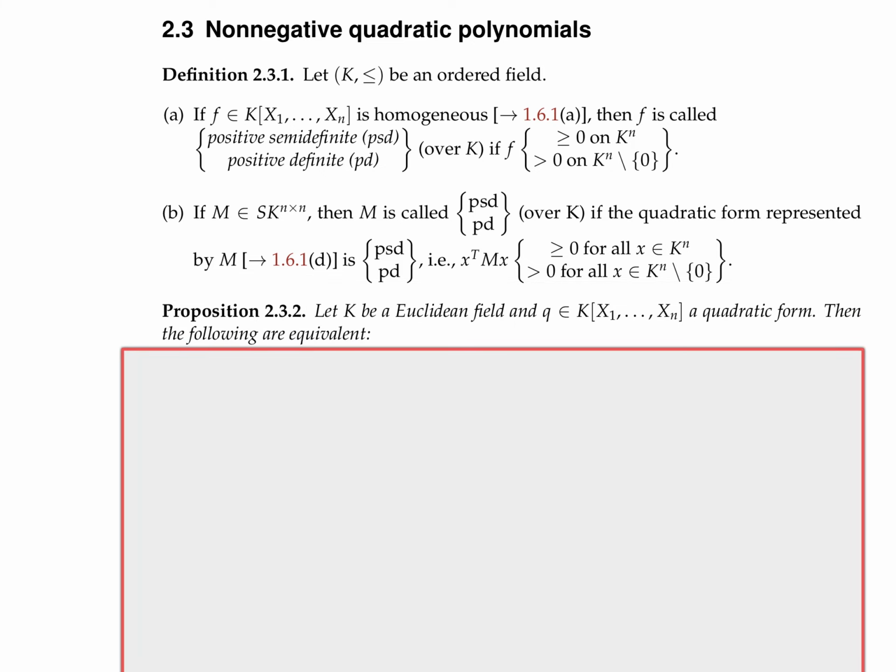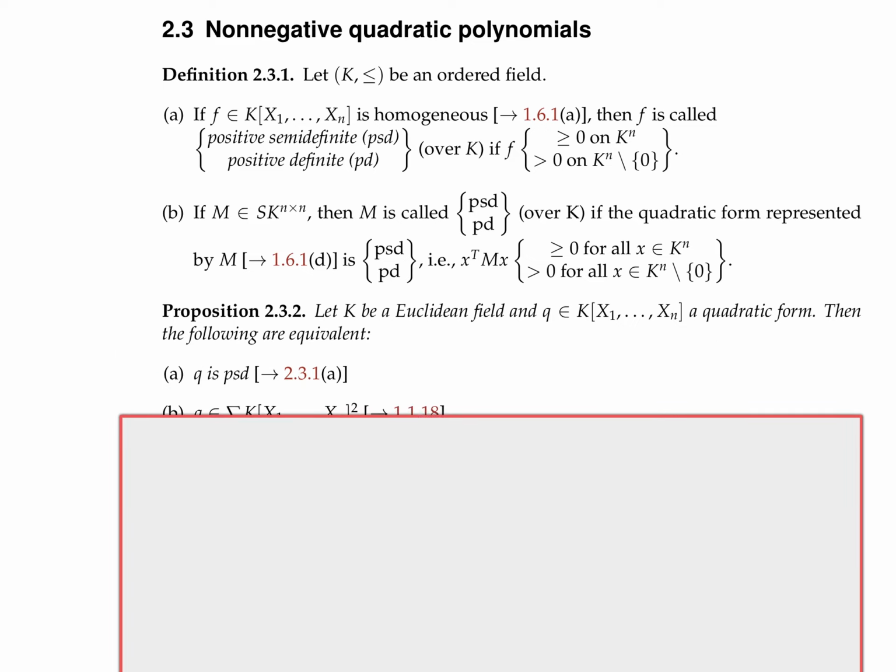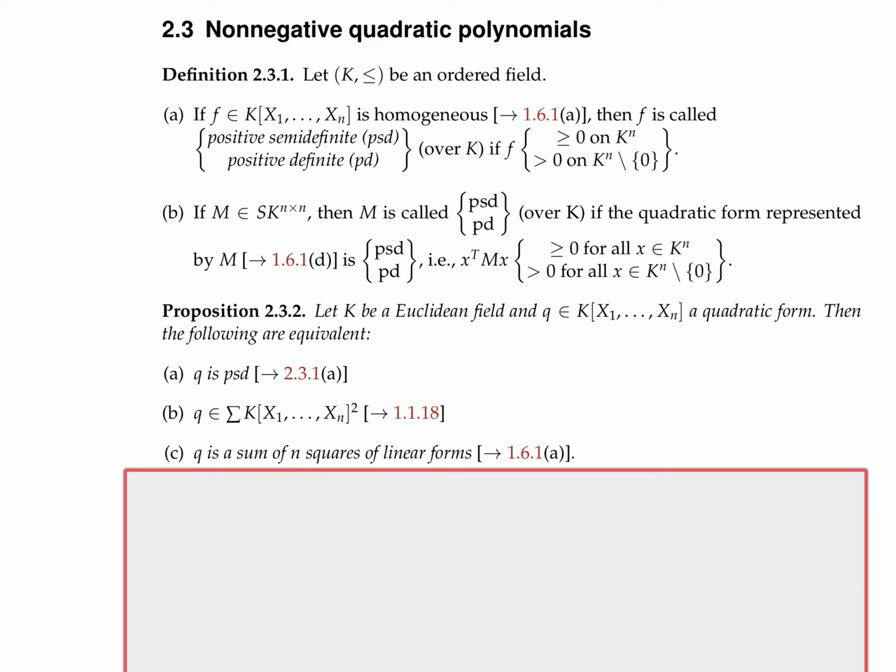So let's now look at quadratic forms. Let Q be a quadratic form over K in n variables. And now we require K to be Euclidean. That means that the squares form an order, right? Then the following are equivalent. So Q is PSD in this sense, right? And Q is a sum of squares of polynomials.